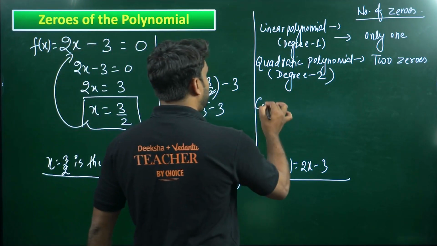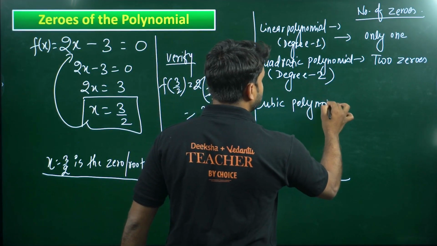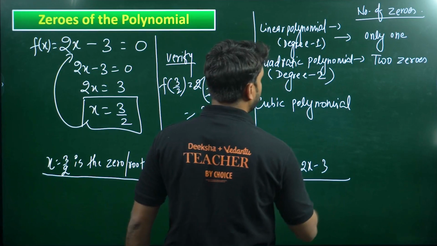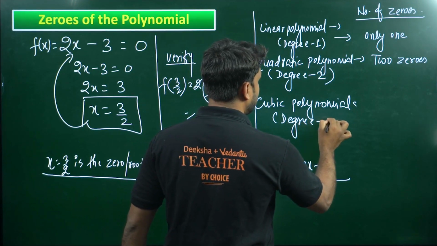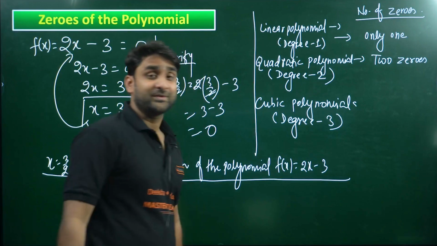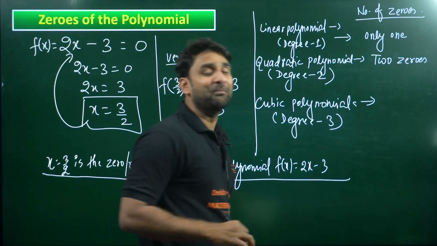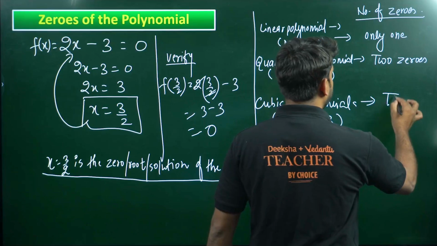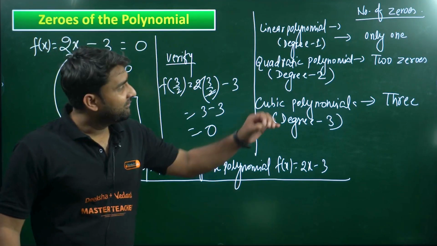Similarly, in cubic polynomial, my dear champion, what is the degree? The degree is 3. The highest power of the variable is 3, and degree decides the number of zeros. So how many zeros will be there, champion? 3 zeros will be there. And similarly for biquadratic, 5 zeros will be there.